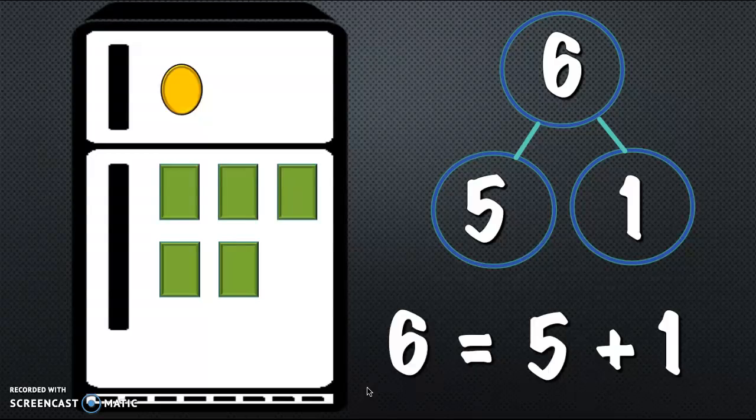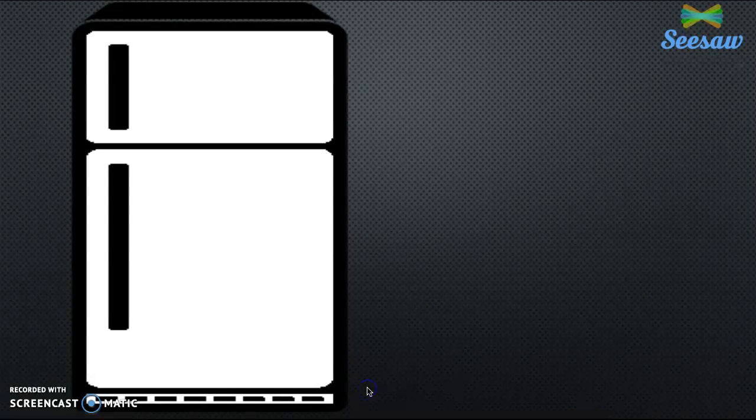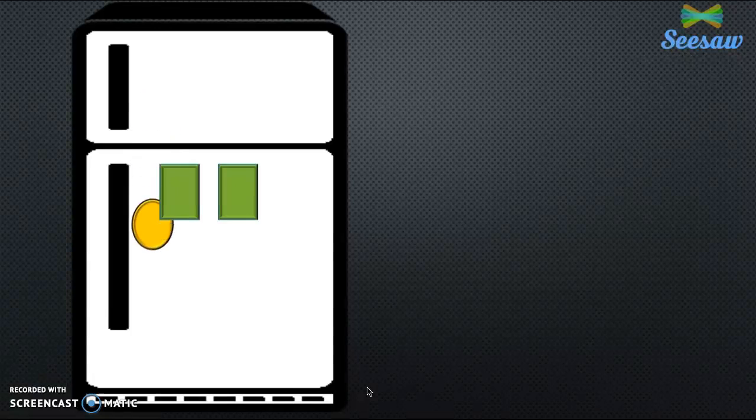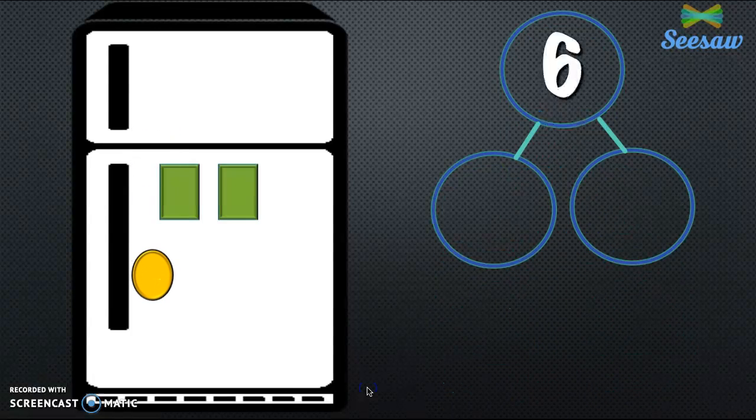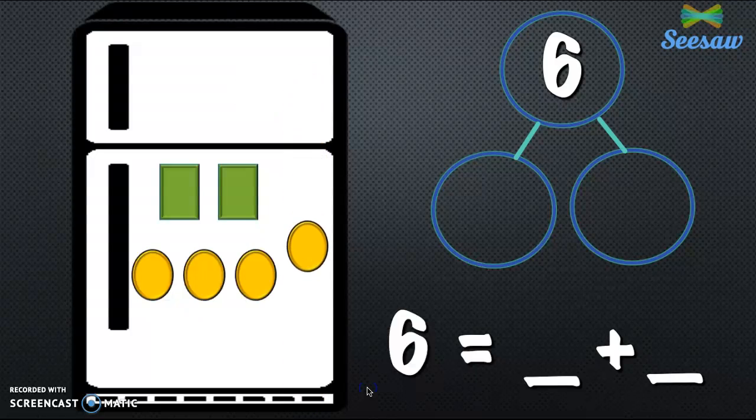Good, excellent job. I'm so glad this is going well, because our learning goal said I can decompose and compose numbers to 6 using drawings and number sentences, and that's exactly what we did today. Now it's your turn. Here's my refrigerator. I'm going to go ahead and put some magnets up there. Slide those together. All right. Now, oops, I think I need to add more magnets to my fridge. Sorry, fridge is getting a little wild today. Okay, there we go. I put them all together. Sorry about that, friends. I wasn't too organized with all my stuff.